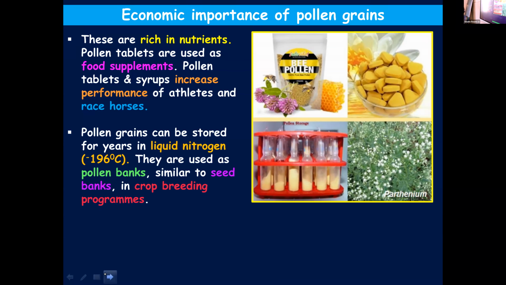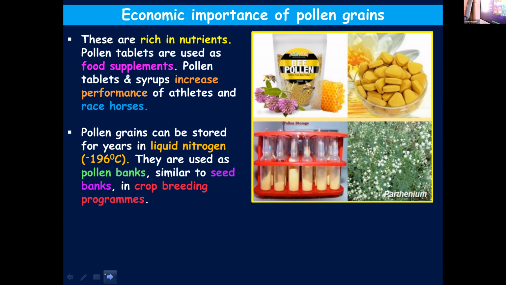Then pollen grains, as you have learned, can be preserved as fossils because of the hard outer layer which is made of sporopollenin. At the same time, you can extend the period. We can store it for years in liquid nitrogen at a temperature of negative 196 degrees Celsius. So for later use, or if you need to use it after many years, you can definitely do that by storing them in liquid nitrogen at negative 196 degrees Celsius.